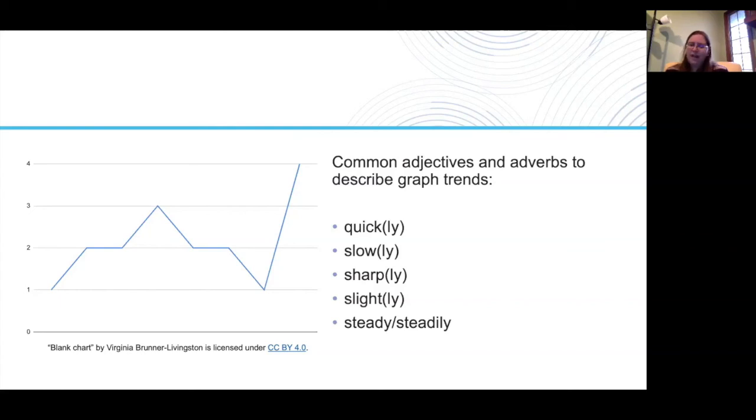However, this last point, we're going from 1 to 4, which is a much bigger increase than anywhere else in the graph. We can say that the line is changing quickly or that this is a quick change. We can also say that this is a sharp change or that the line has moved sharply.